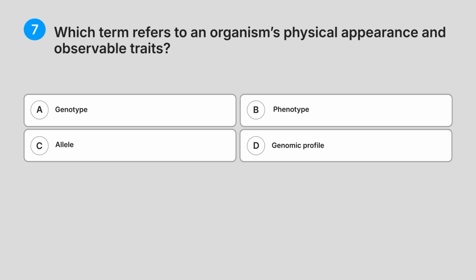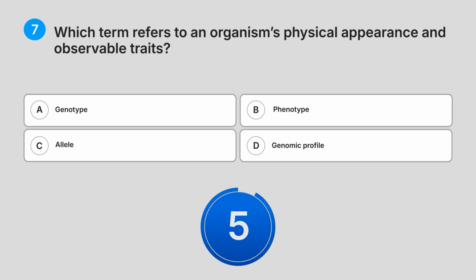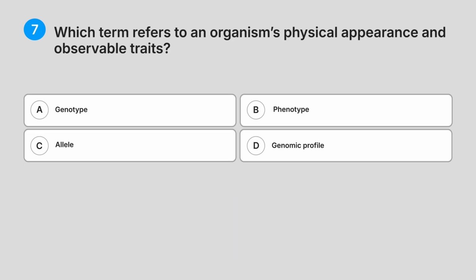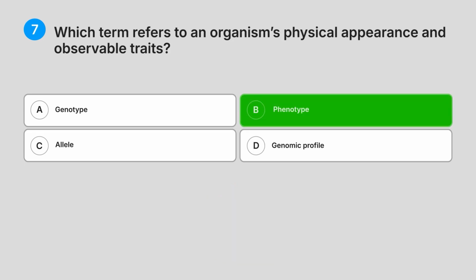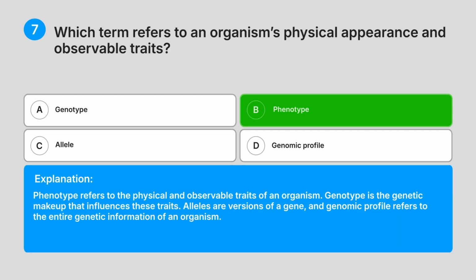7. Which term refers to an organism's physical appearance and observable traits? A. Genotype. B. Phenotype. C. Allele. D. Genomic profile. Do you know the answer? Correct answer: B. Phenotype. Explanation: phenotype refers to the physical and observable traits of an organism. Genotype is the genetic makeup that influences these traits. Alleles are versions of a gene, and genomic profile refers to the entire genetic information of an organism.